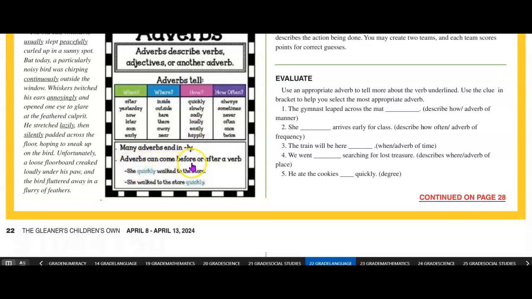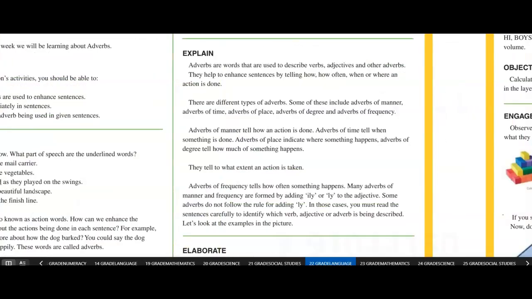Adverbs can come before or after a verb. She quickly walked to the store. So the adverb here is coming before the verb. She walked to the store quickly. Now the adverb is coming after the verb.